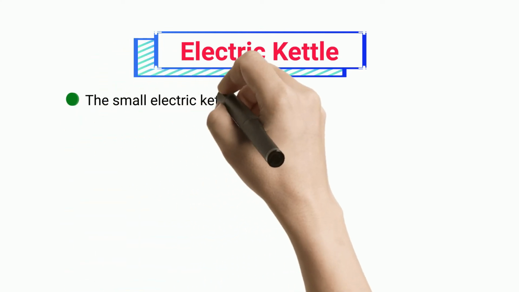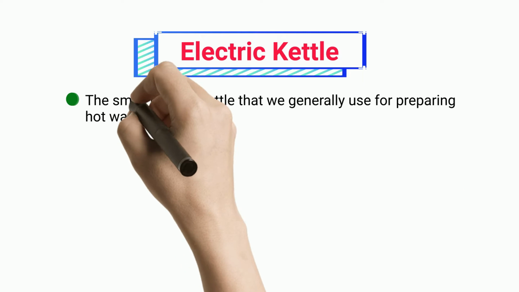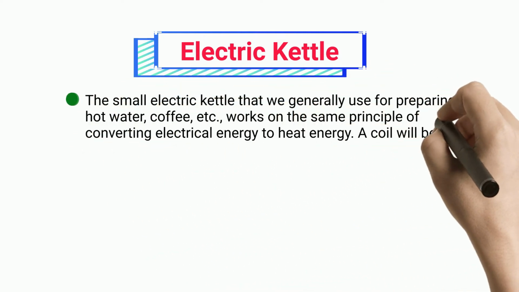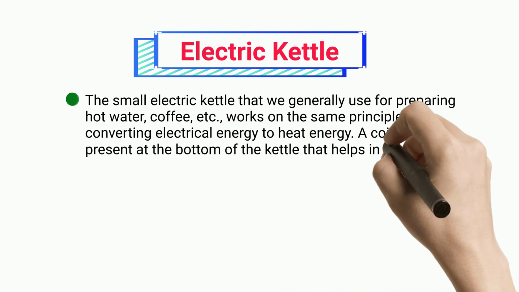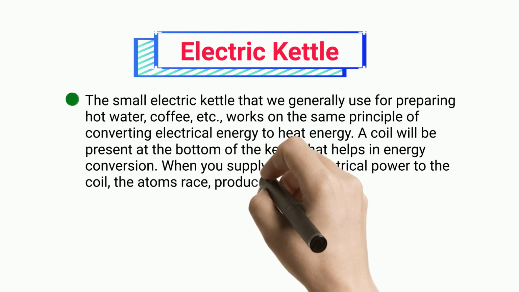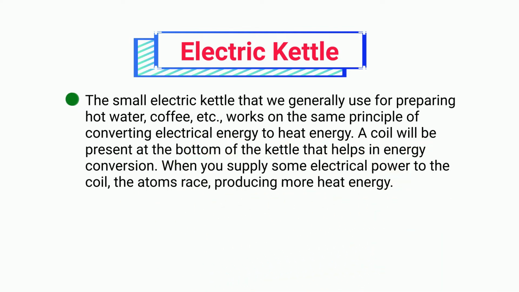Electric kettle. The small electric kettle that we generally use for preparing hot water, coffee, etc., works on the same principle of converting electrical energy to heat energy. A coil will be present at the bottom of the kettle that helps in energy conversion. When you supply some electrical power to the coil, the atoms race, producing more heat energy.